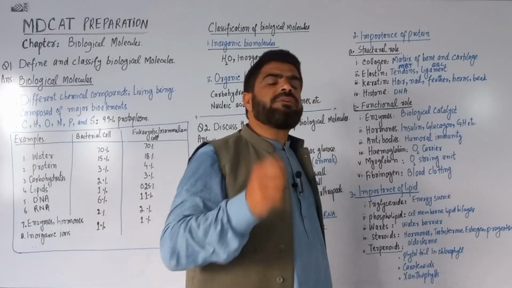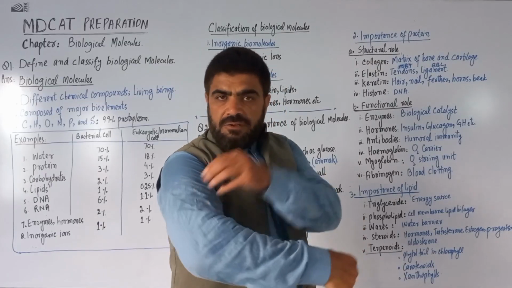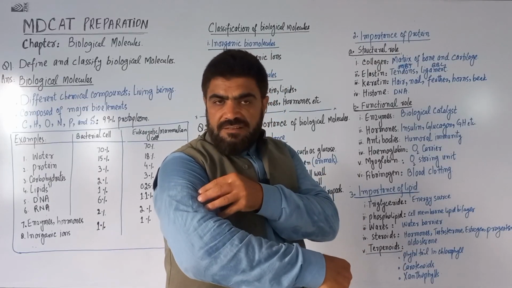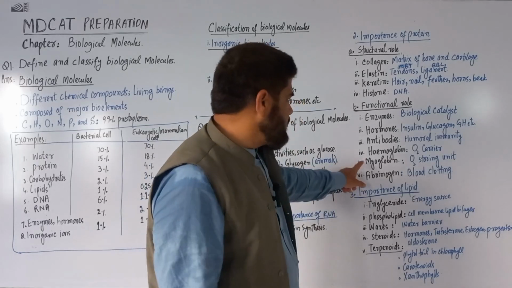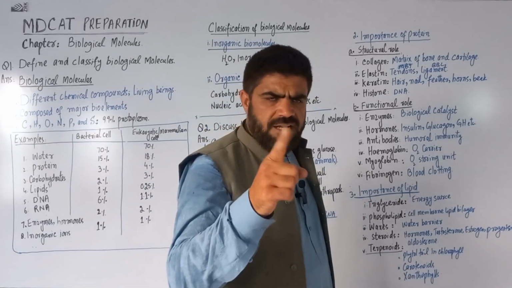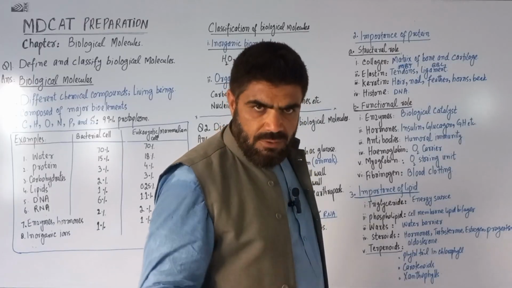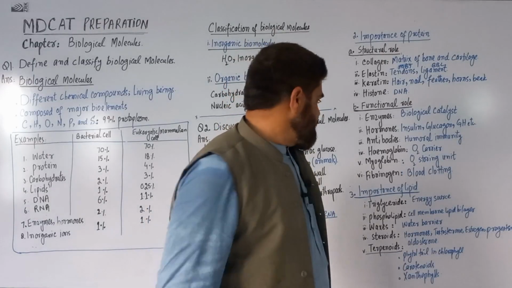Myoglobin is an oxygen storing unit. It is present in skeletal muscle, where oxygen is stored. Fibrinogen is a protein present in blood plasma, and it plays a very important role in blood clotting.